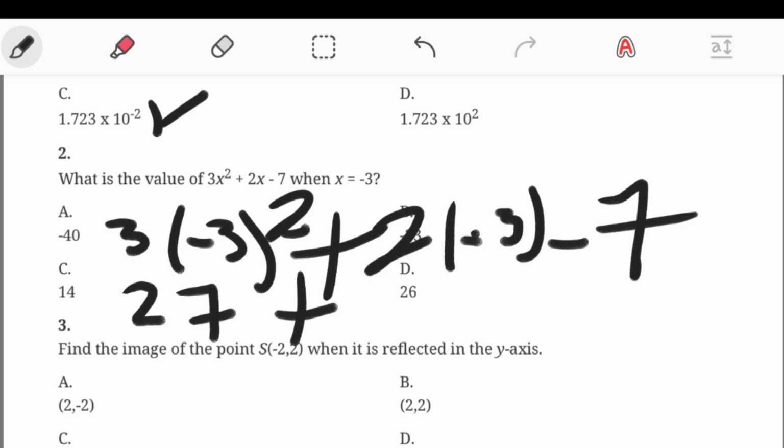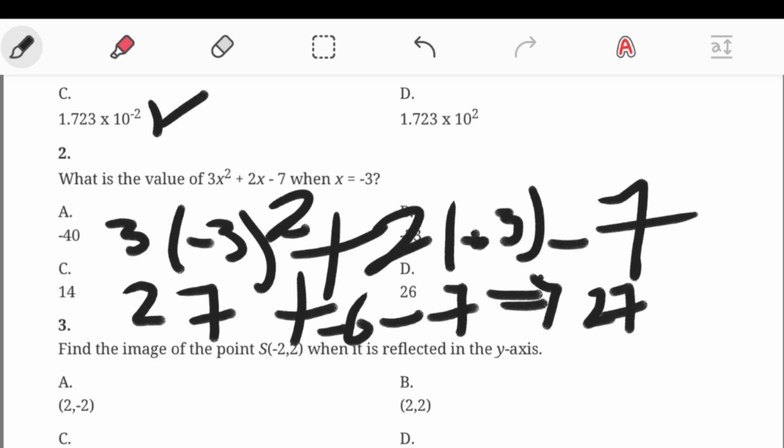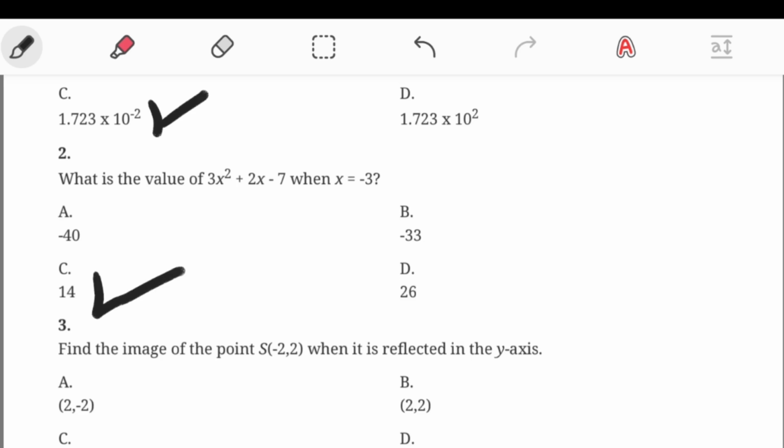plus minus 3 times 2 will give you 6, right? But it will be negative because of the negative sign there. So it will be minus 6 minus 7. Minus 6 minus 7 will give you minus 13. So 27 minus 13 will give you 14, right? So our answer here is 14. By substituting minus 3 inside the equation, you get 14, which is C.